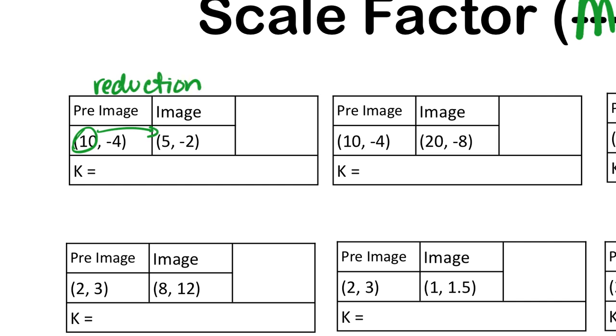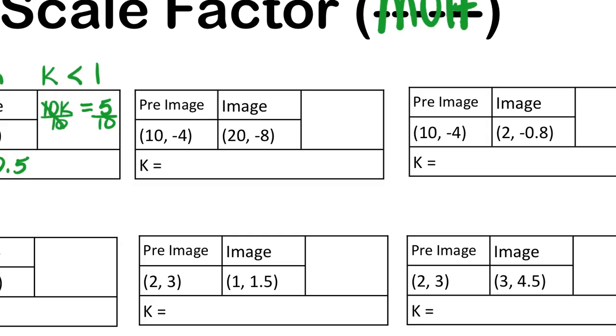So in order to find our scale factor, we know 10 times our scale factor is going to give us 5, right? So here I have multiplication. To undo the multiplication, I am going to divide by 10 on both sides. So that means K equals 5 over 10, or K equals 1/2. We can also write it as a decimal. This makes sense because our scale factor should be less than 1.